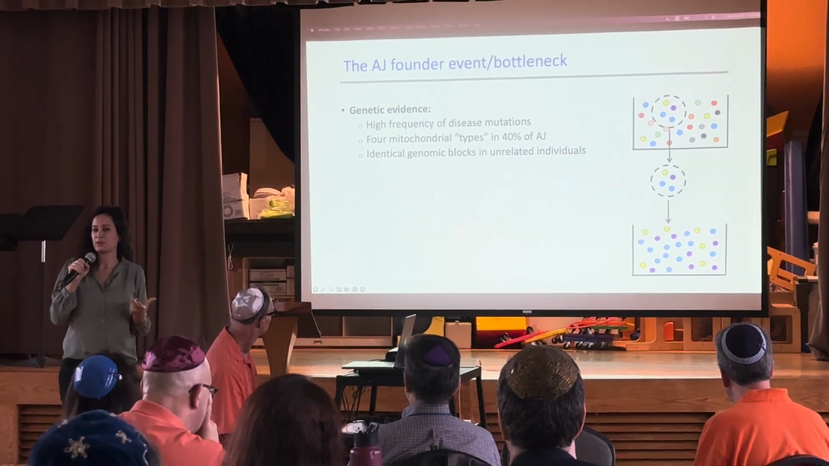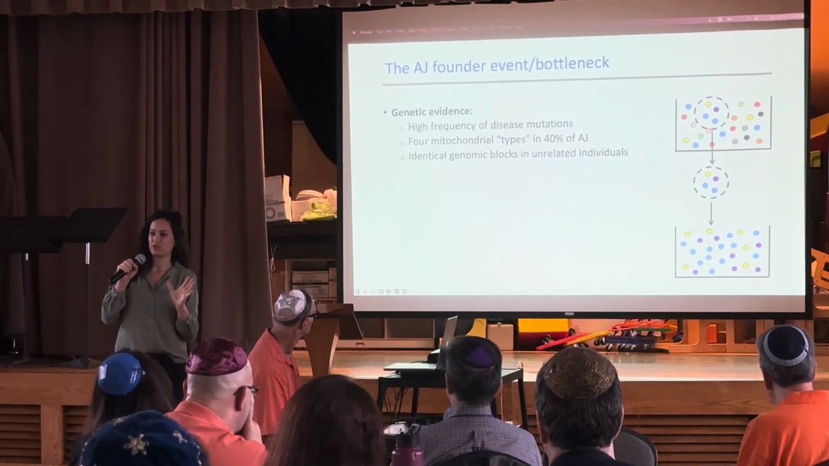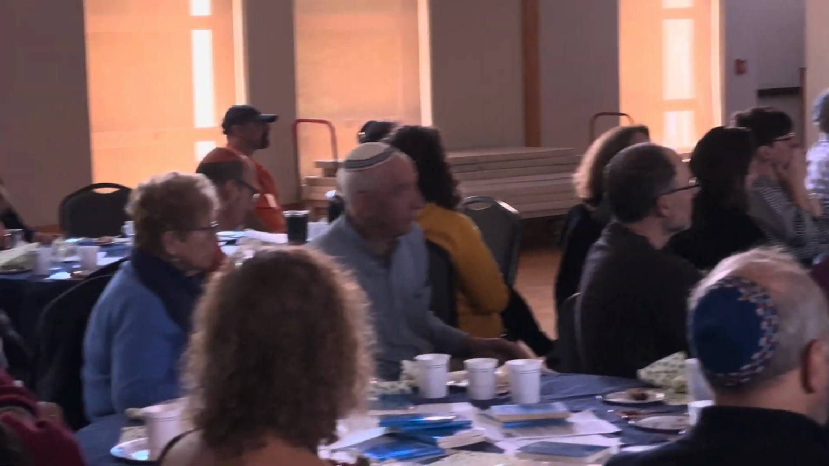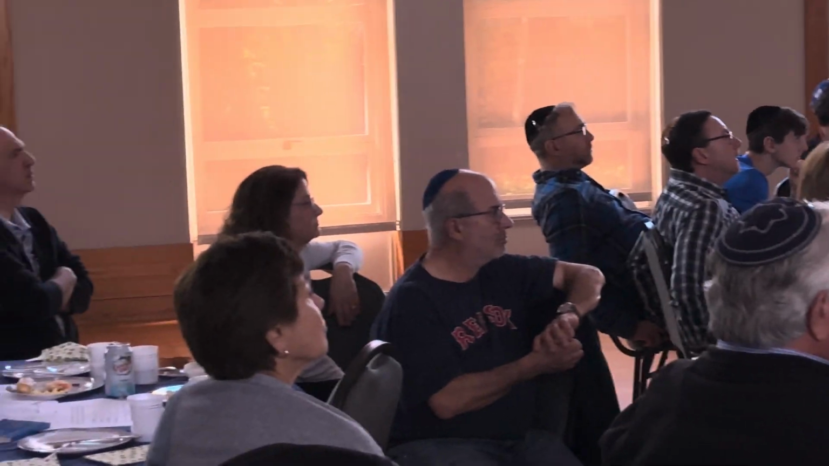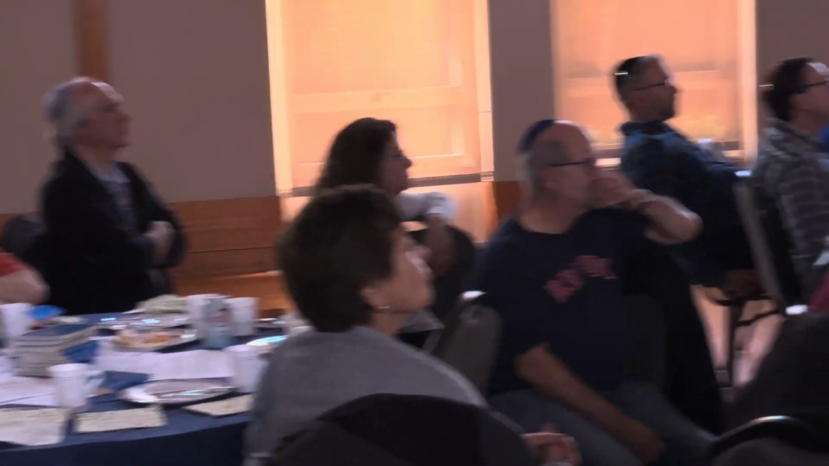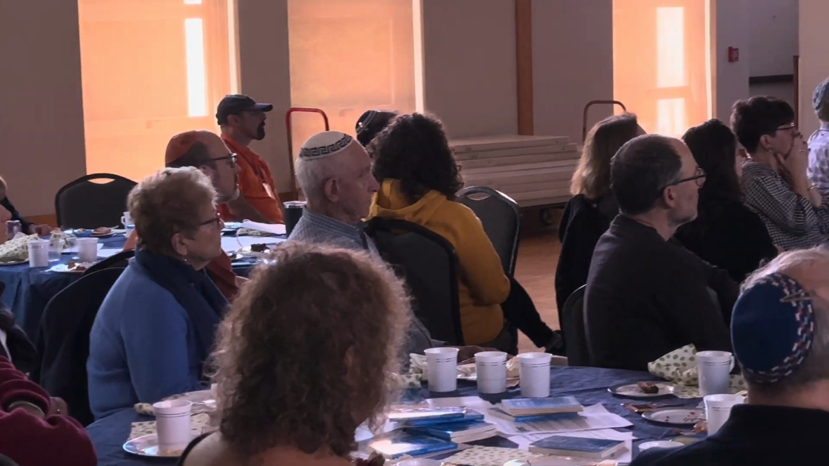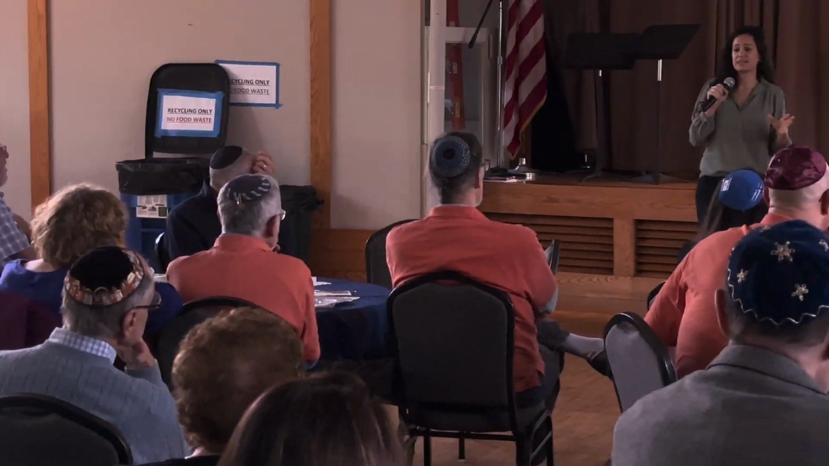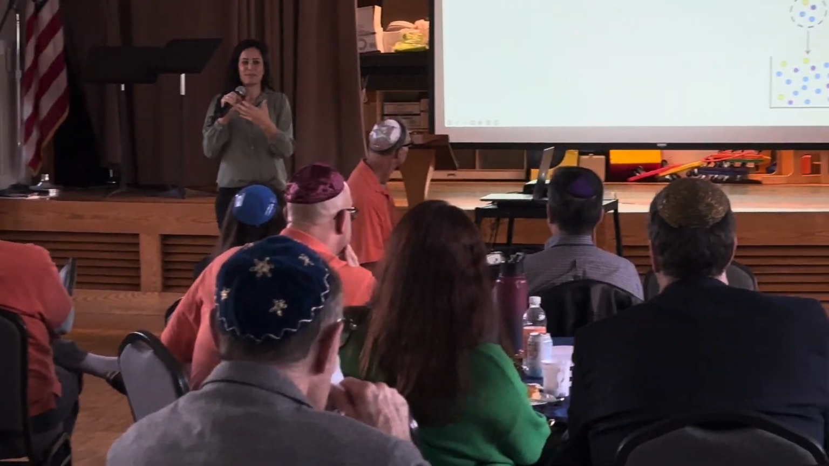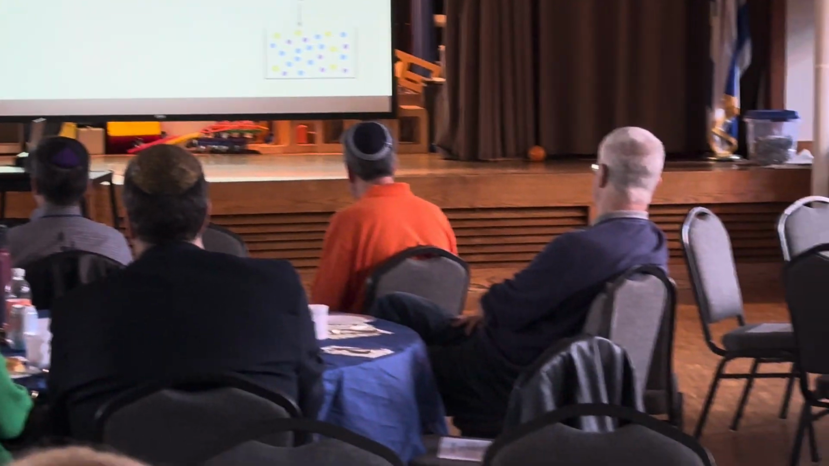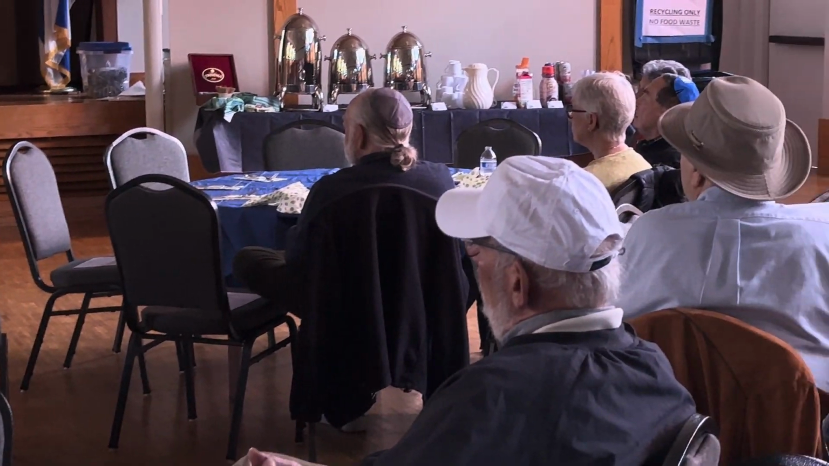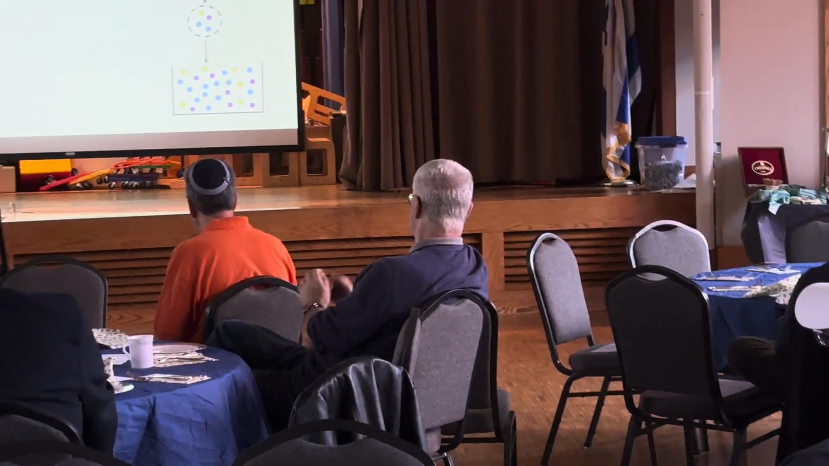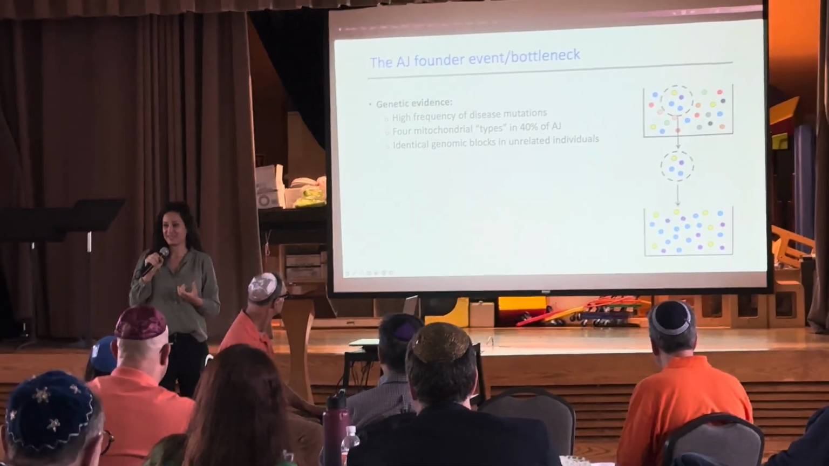So that's exactly what happened in the history of Ashkenazi Jews. They had a very strong founder event, which means that a very small group of founders disconnected from the original population and created the current population of Ashkenazi Jews. And all of the present-day population descended from this very small group of founders. That's why the Ashkenazi population is very, very homogeneous from a genetic perspective.